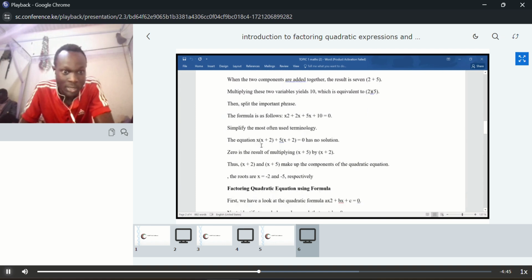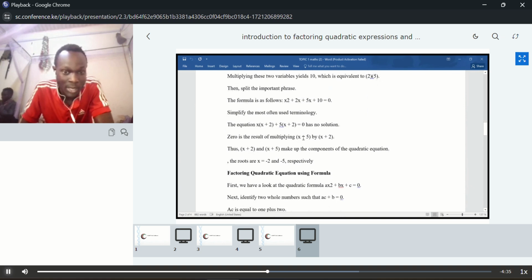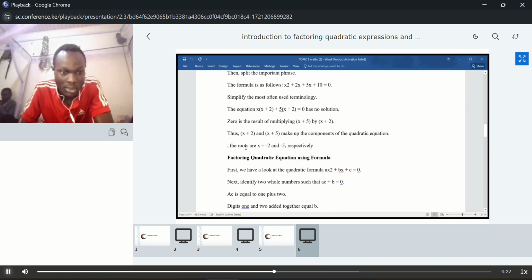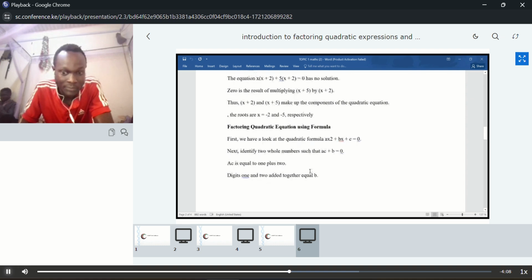So the equation will be x into x plus 2 plus 5 into x plus 2 is equal to 0. 0 is the result of multiplying x plus 5 and x plus 2. Thus, x plus 2 and x plus 5 make up the factors of the quadratic equation. The roots here are, when you equate x plus 2 is equal to 0, so when you carry 2 to the other side, x will be negative 2. Then x plus 5, we equate it to 0, so x will be negative 5.